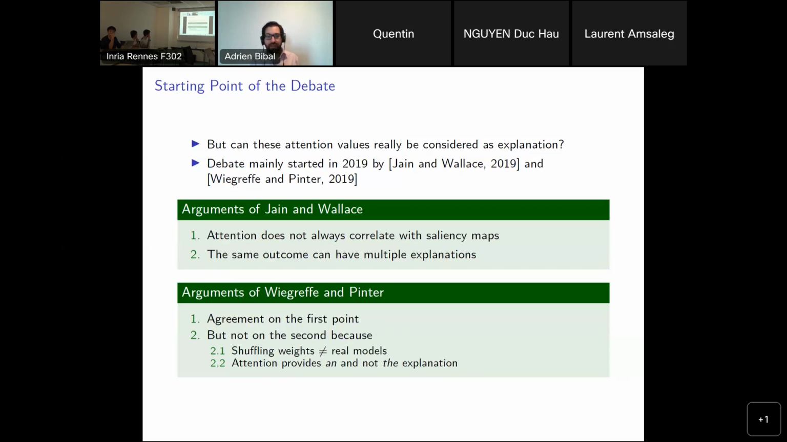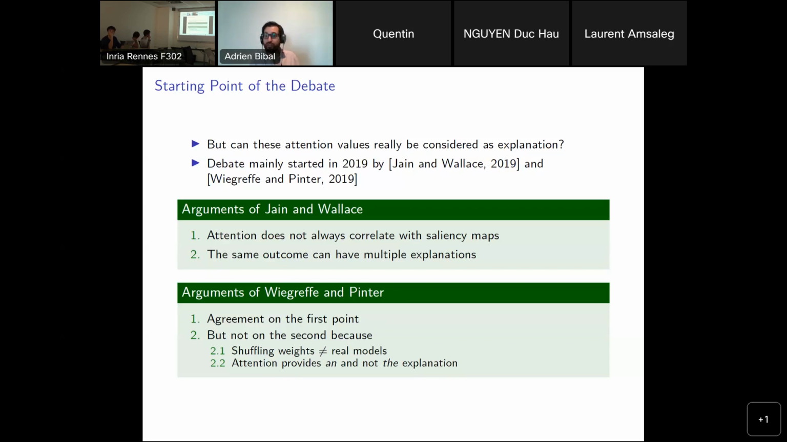The second thing is that for them, so for Wigriff and Painter, the fact that attention can produce different explanations for the same outcome is not a problem. It's like in reality, you can have different views of the same event, different explanations of the same event. So in the end, attention provides an explanation and not the unique explanation of what the model is doing. So having different explanations for the same outcome is not really a problem for them.